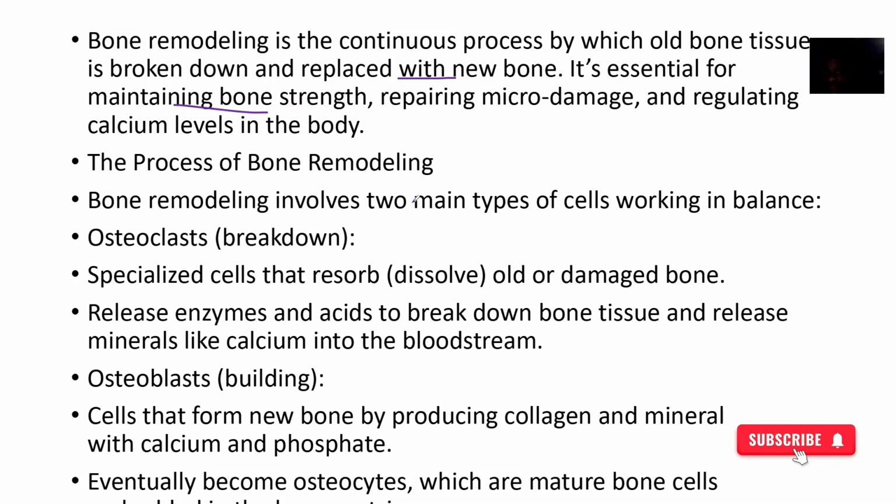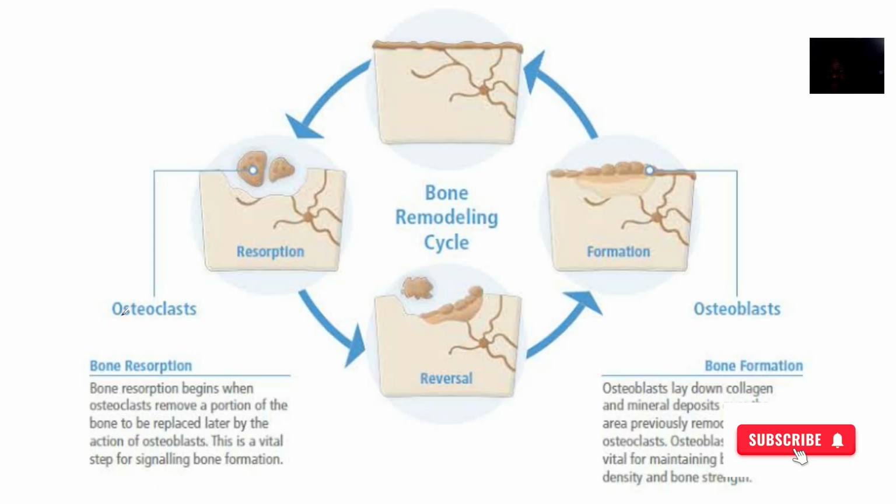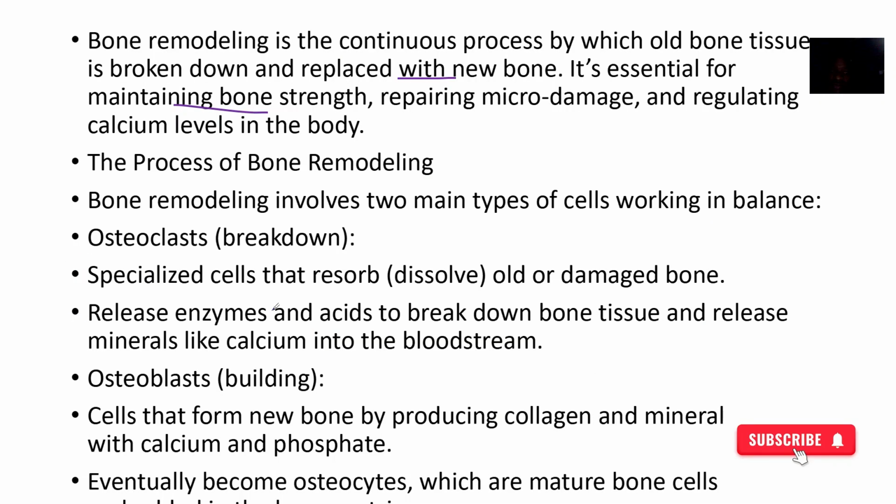Bone remodeling involves two main types of cells working in balance. We have the osteoclasts, which deal with the old bone. They are the specialized cells that resolve the old and the damaged bone. They release enzymes and acid to break down the bone tissue and release minerals like calcium into the bloodstream. That's why if they want to test how fast your bones are being broken down, they measure the calcium levels in the body.